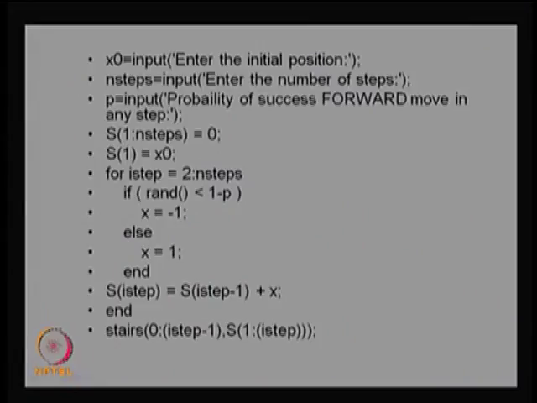I can go for creating a sample path of the simple random walk by using the MATLAB code. For that, I have to fix the initial position, the maximum number of steps up to which I would like to find the sample path, and the probability of success in each step, that is, the forward move probability. Accordingly, it takes the value 1 with probability p, and the value minus 1 with probability 1 minus p.